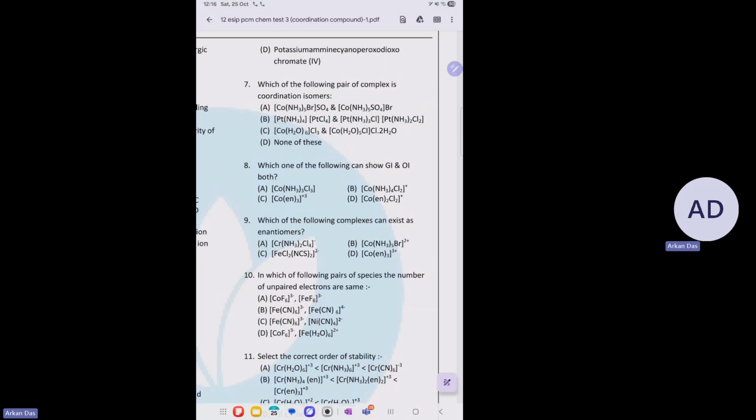So it gives us option C, that is [Co(H2O)6]Cl3 and [Co(H2O)5Cl]. What isomers will this be called? Hydrate isomers. So none of them are coordination isomers. So option D is correct: none of these are coordination isomers.